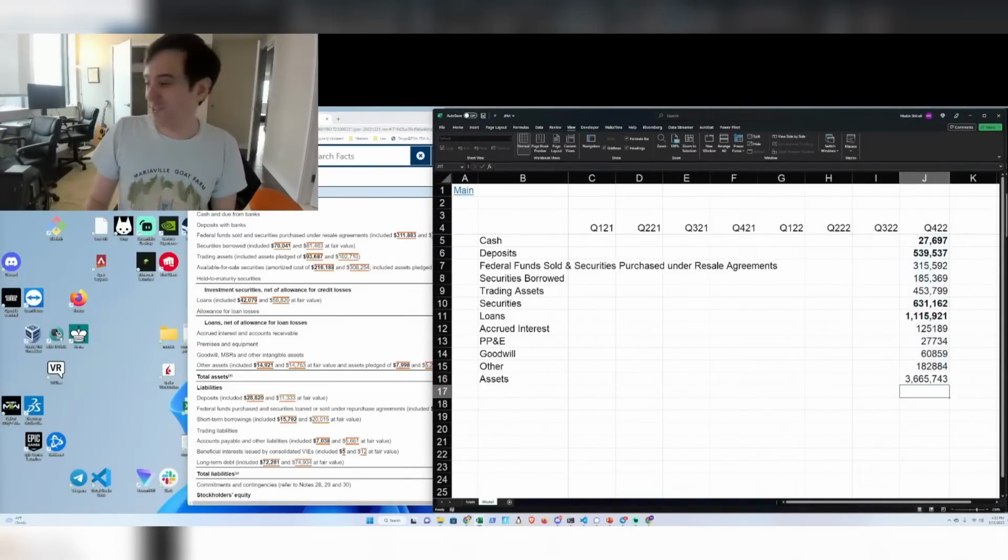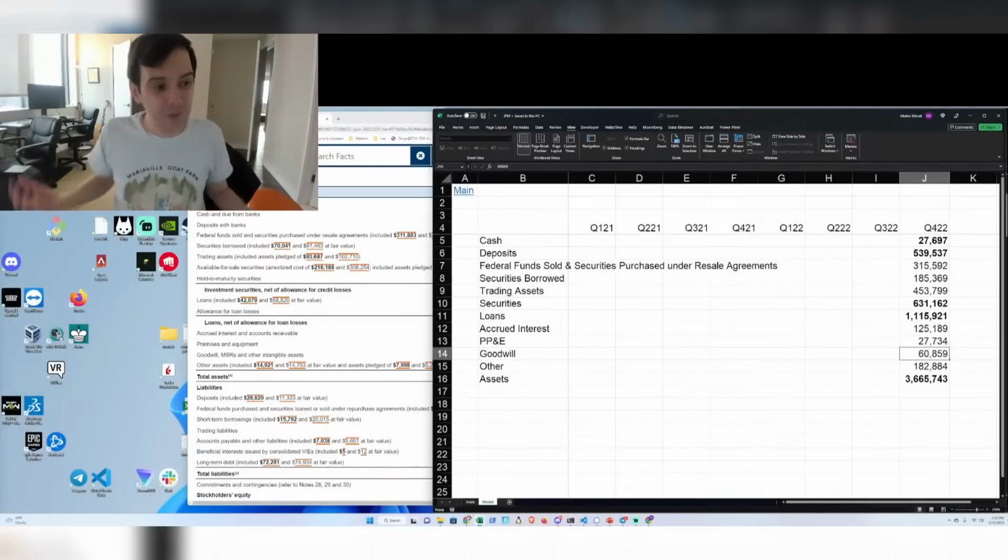And that's why you guys always ask me, like, Martin, man, you're always looking at these financial statements and it looks so tedious and you do it manually. Can't you write a computer program to do it?